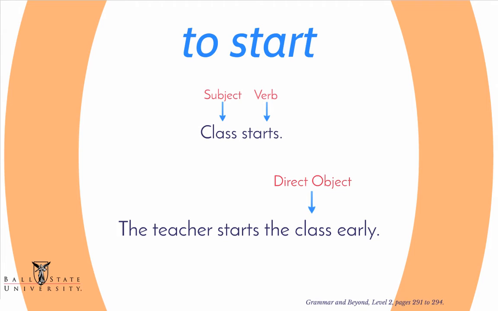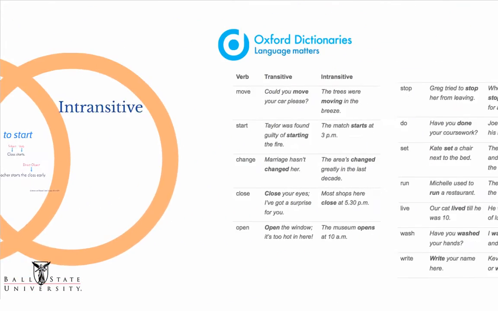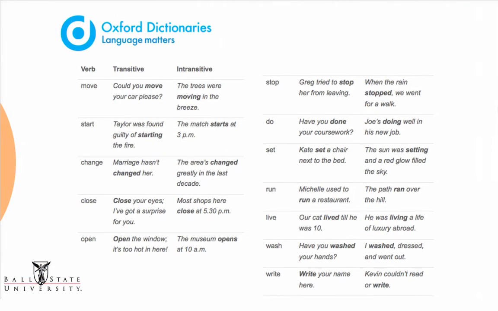You can find more information about transitive and intransitive verbs in your Grammar and Beyond textbook on pages 291 to 294. Here is a list from oxforddictionaries.com of English verbs that can be either transitive or intransitive depending on context.